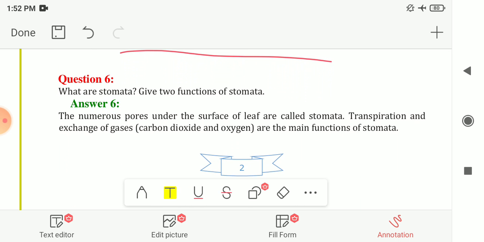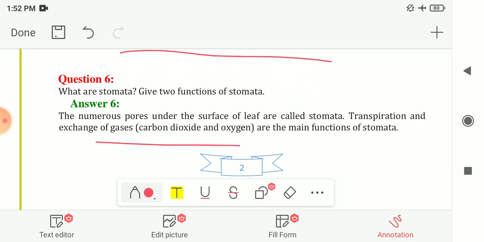Next is question number 6. What are stomata and give two functions of stomata? So the numerous pores, or you can say tiny holes, on the surface of the leaf are known as the stomata. The tiny pores which are present on the leaves are known as the stomata, and transpiration and exchange of gases, that is carbon dioxide and oxygen, are the main functions of the stomata.